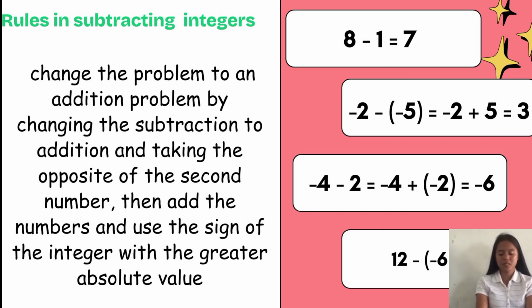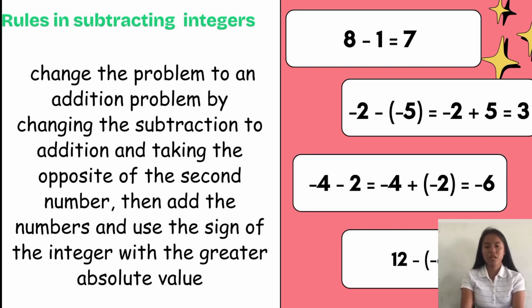And now let's proceed to example number 3, which is negative 4 minus 2. The first rule, change the subtraction to addition and get the opposite sign of the second number. So negative 4 plus, since the 2 is a positive number, we will now make it negative. So negative 4 plus negative 2 is equal to negative 6.